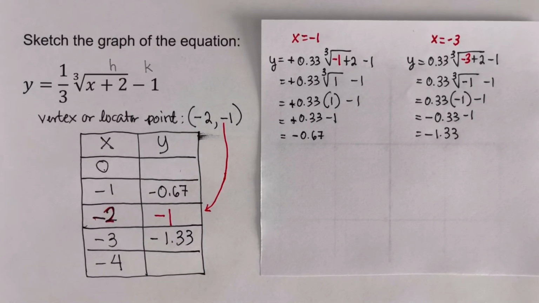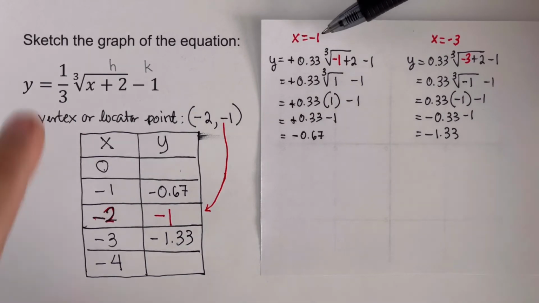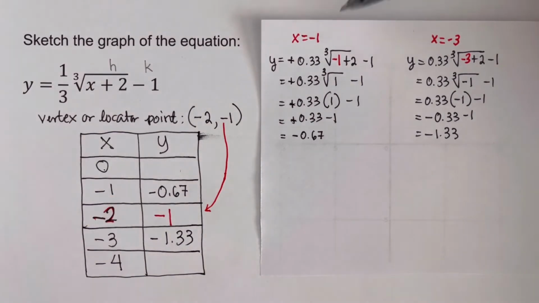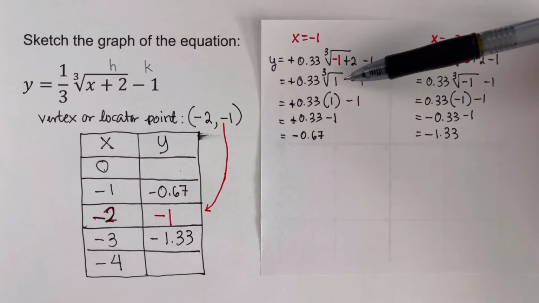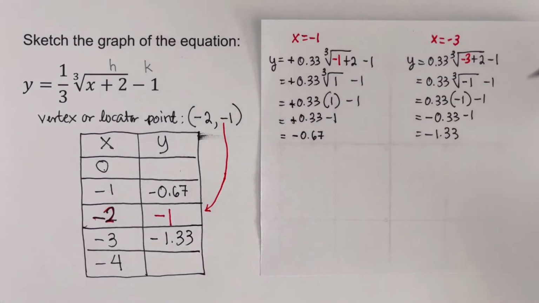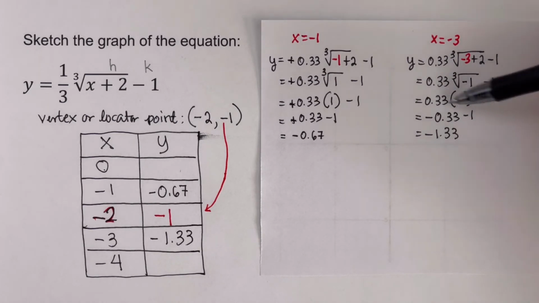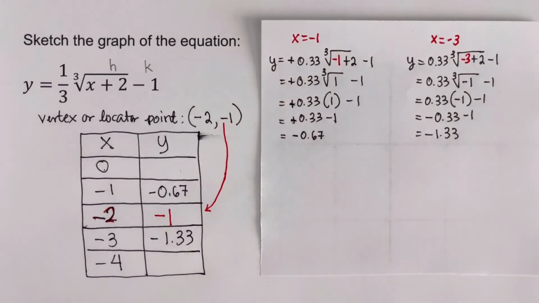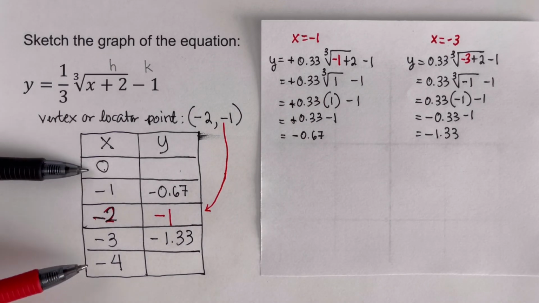Okay, so what I did here was I plugged the x is -1 into the x here, and I solved for y. So in this case right here, we have -1 plus 2 is +1. The cube root of +1 is 1, and so that is -0.67. It's different from the other side right here because we have -3 plus 2 is -1. The cube root of -1 is -1. So when we multiply it, that is -0.33 minus 1 is -1.33. So I would show you the work for x is 0 and x is -4 down here.